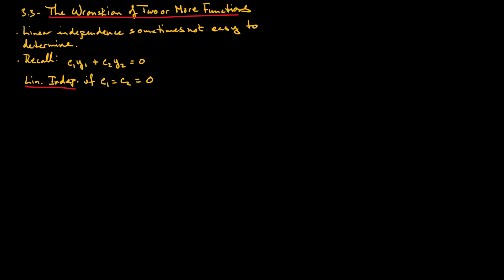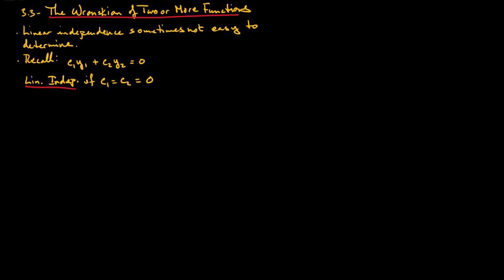So recall that if we have two functions, y1 and y2, then we say that these two functions are linearly independent on an interval if that equation is only satisfied if c1 and c2 are both equal to 0. That is, we cannot tune c1 and c2 and find the right combination thereof and set that equality to 0. So let's try to formalize this a bit more.